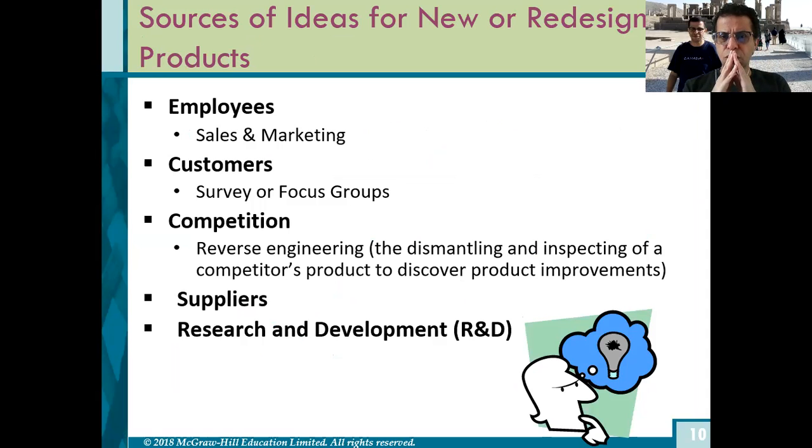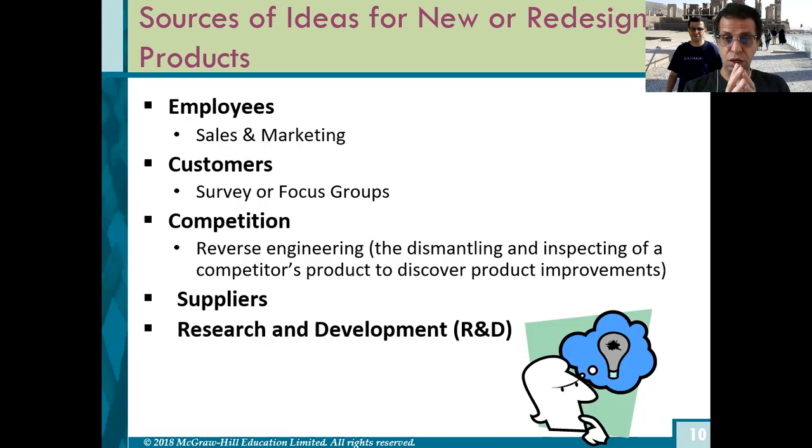So, what are the sources of ideas for a new or redesigned product? We can collect them from employees. For example, sales and marketing can be a good source. We can get them from customers, through surveys or focus groups. We can check with the competition, what the competition is doing, or how we can be better than the competition. And here is where we do reverse engineering, the disassembling and inspection of competitors' products to discover product improvements.